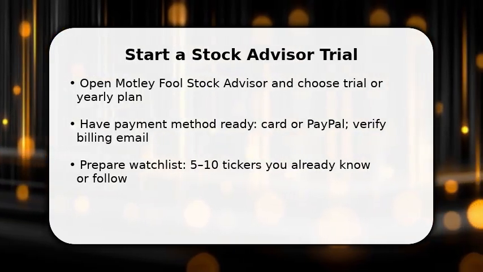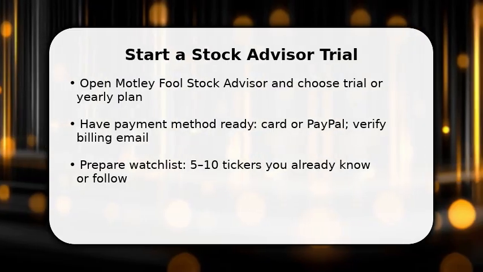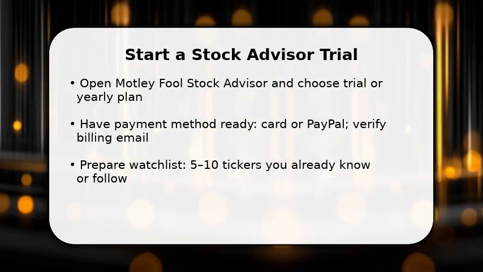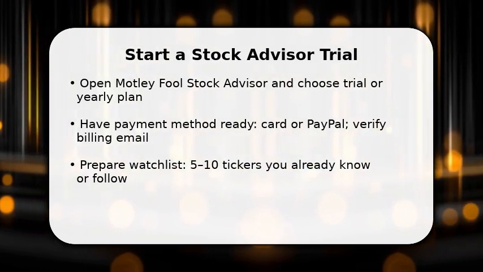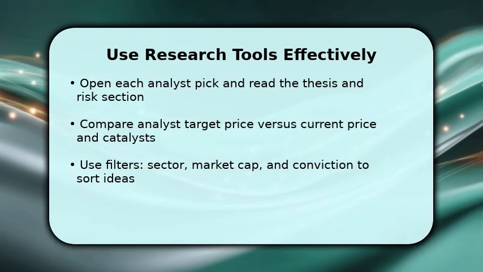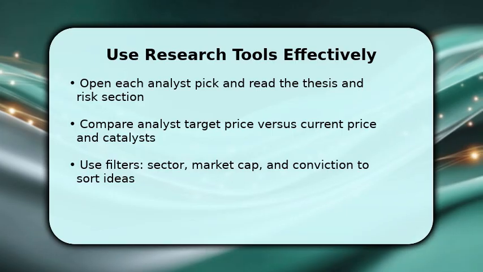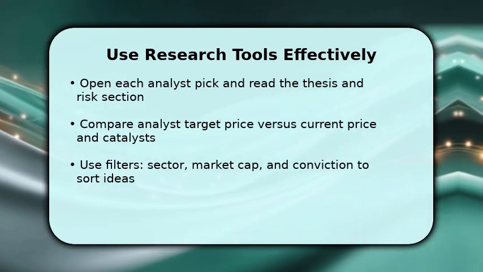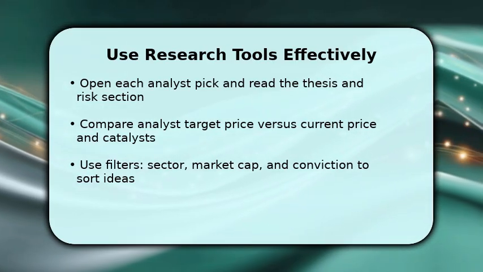Seeing recommendations against your known stocks helps you understand trade timing and conviction levels faster, and you'll get personalized alerts sooner. Next, dive into each analyst pick and read the investment thesis and the explicit risk section to learn the why and the downside. Compare the analyst target price with the current price and note the catalysts that could drive the stock. This teaches you timing.